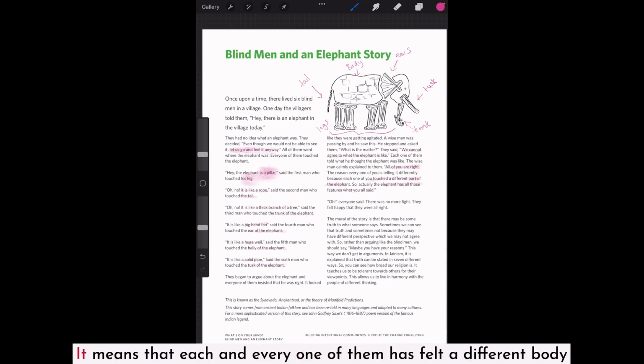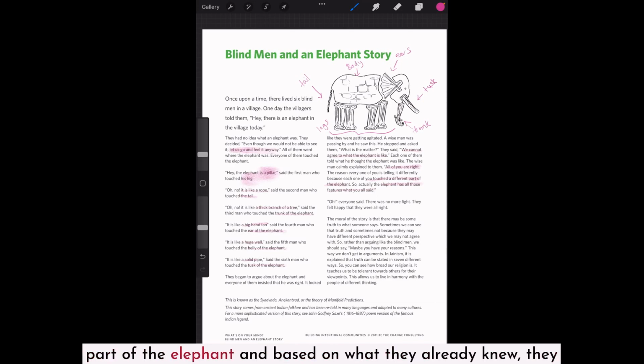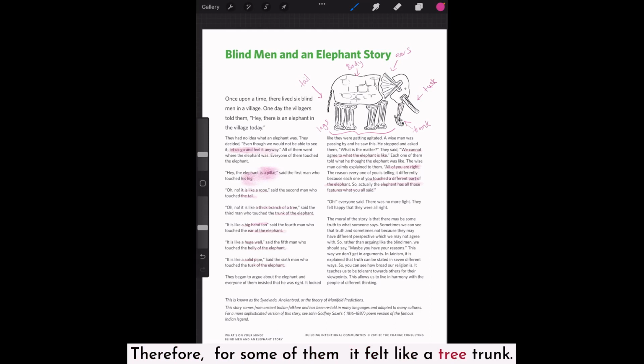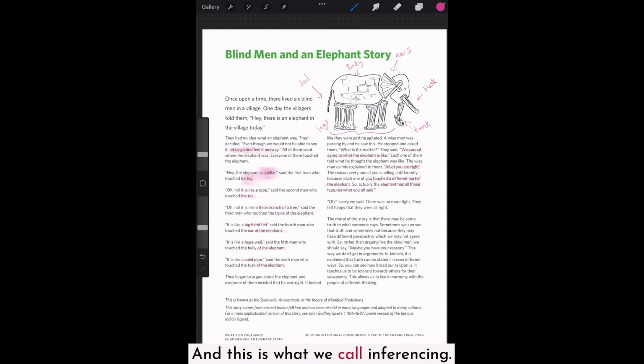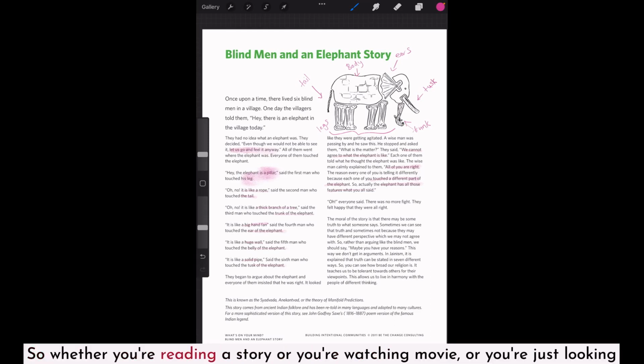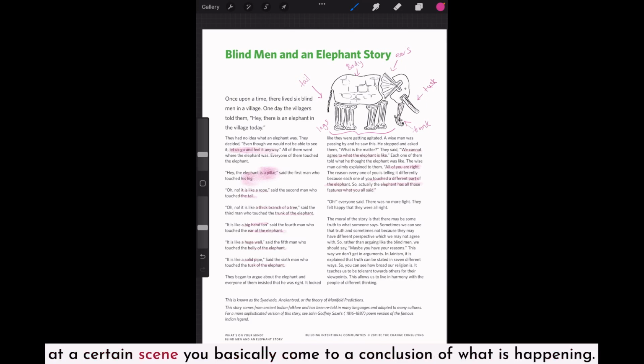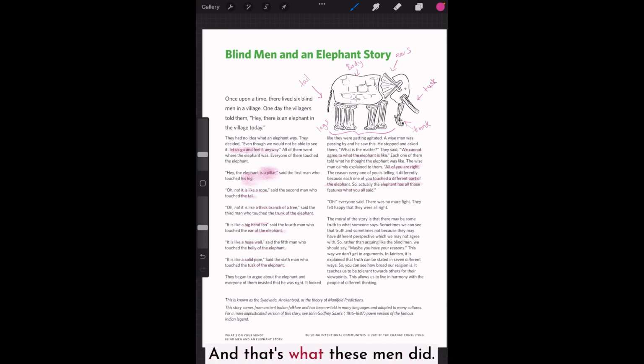What does this mean? It means that each and every one of them has felt a different body part of the elephant, and based on what they already knew, they were making connections to what they had previously touched. Therefore, for some of them, it felt like a tree trunk. And this is what we call inferencing. So whether you're reading a story or you're watching a movie or you're just looking at a certain scene, you basically come to a conclusion of what is happening, and that's what these men did.